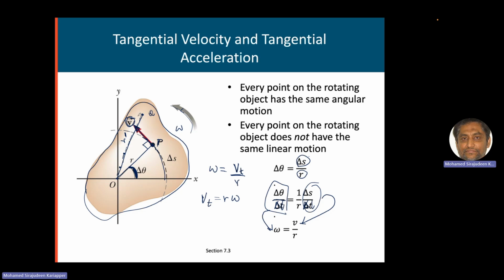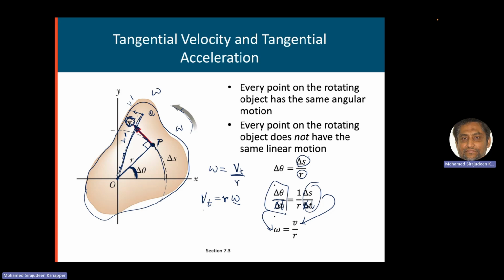P and Q have the same omega, true. But the linear velocity of Q, if I call it V dash, is not the same as the V. Because tangential velocity is r multiplied by omega. So for P, r is small. For Q, r is big. So as you go away from the axis of rotation, you will have a bigger velocity.